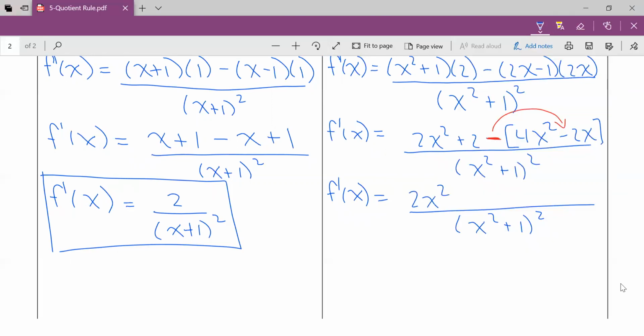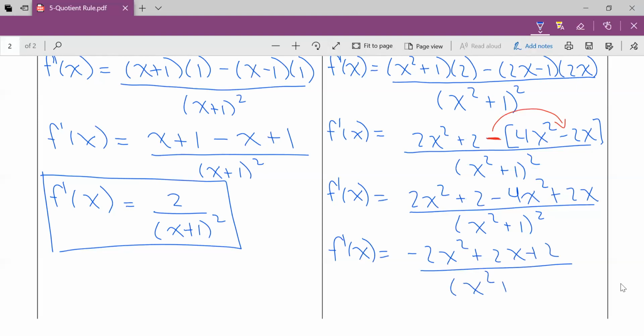So 2x squared plus 2 minus 4x squared. And like I just said, a lot of students would then tell me minus 2x. That's why I like to put those brackets in. But we know it's plus 2x. Okay, collect any like terms we have. Well, what have we got? We're going to have negative 2x squared plus 2x plus 2 over x squared plus 1, all squared.